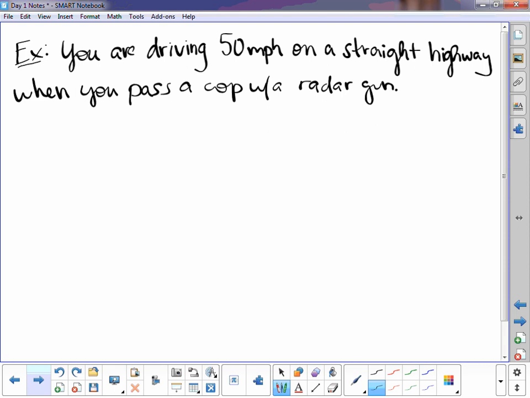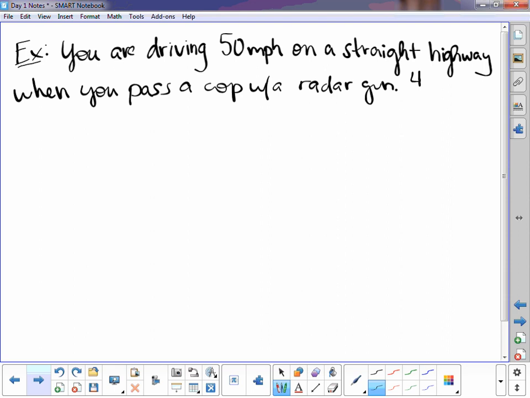And what does 99% of everyone do when they see a cop? Slow down. Whether you're speeding or not, that seems to be the instinct. Alright, so you're driving along on the highway, and when you pass a cop with a radar gun, you're going 50 miles per hour. So we're on the highway, it's okay, you weren't speeding.